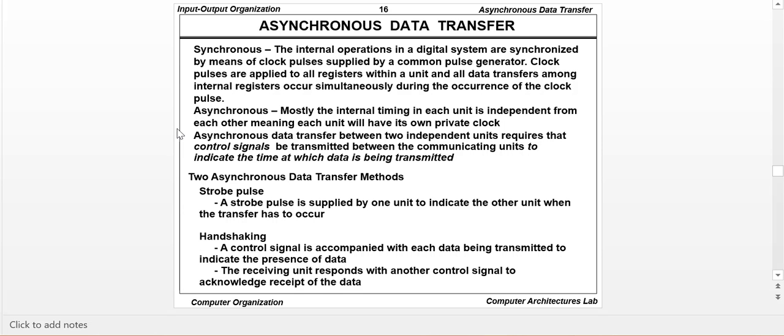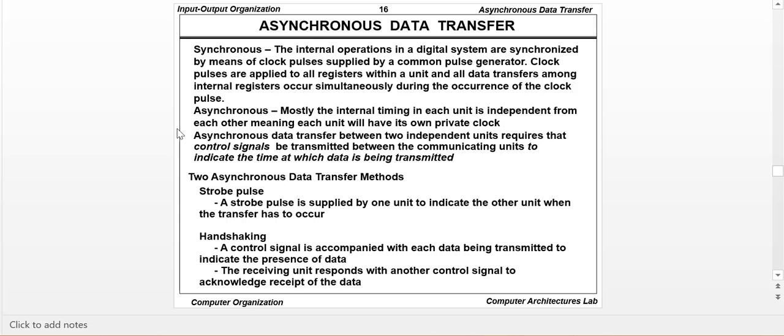There are two methods. One is called synchronous and the other is called asynchronous. So what do you mean by synchronous? Synchronous means all internal operations in a digital system are synchronized, in the sense that everything happens simultaneously in a proper way, by means of clock pulses. You have a system clock which generates clock pulses, and on the occurrence of the clock pulse, data transfers from one register to another register, from one place to another place. This is called synchronized.